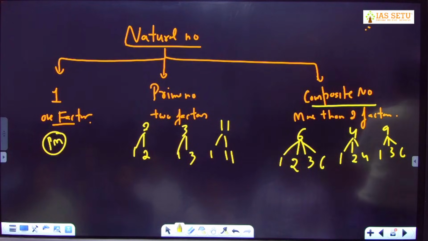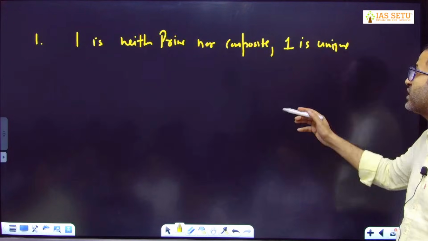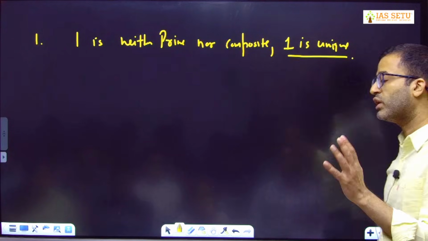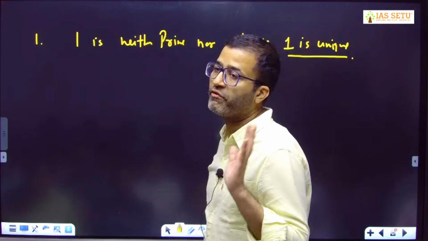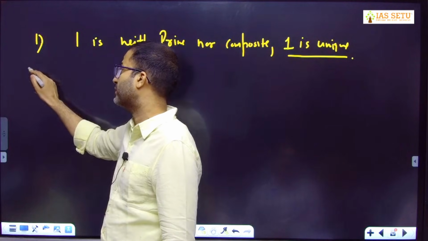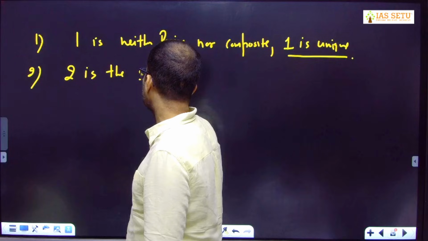Unique किसको बोलते हैं? जिस जैसा कोई और ना हो. So 1 is unique. Why? Because there is no other natural number which has exactly 1 factor. All other natural numbers have a minimum of 2 factors. So 1 is neither prime nor composite. Second property: 2 is the smallest prime number.